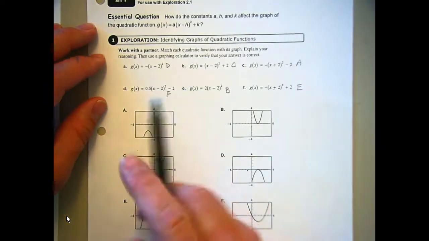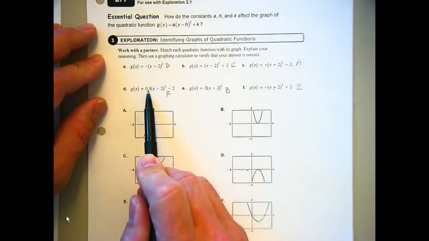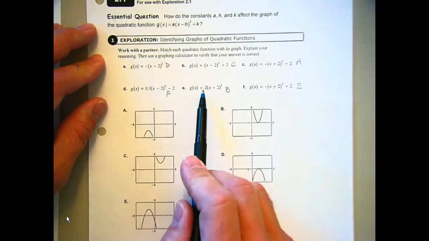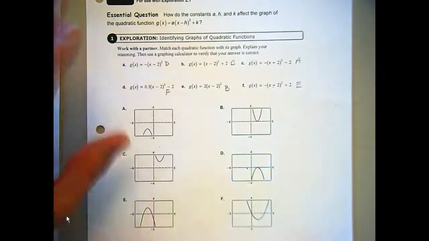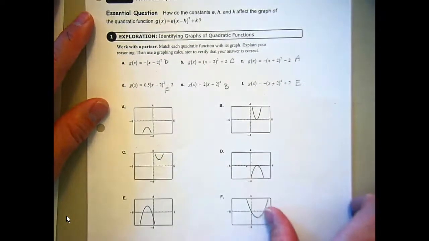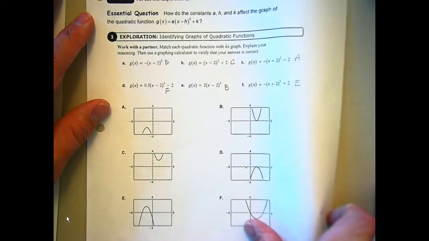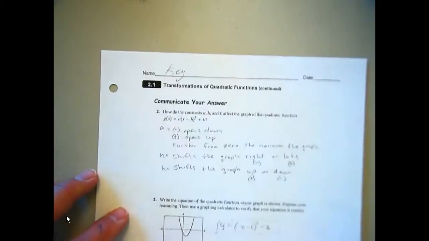Okay, and then you can think about width. That one is wider because it's closer to 0, and that one's narrower because it's further from 0. How many got all those correct? Okay, did you check them on your calculator? Okay, let's take a look at number 2. Go ahead and turn the page there.